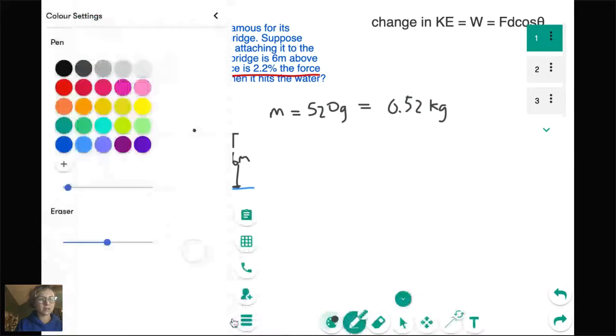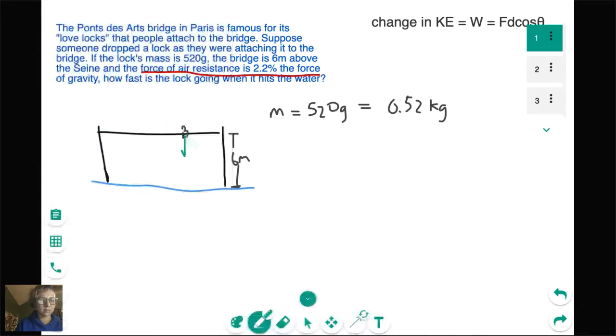All right, so now let's look at the forces that are acting on this lock. So we have the force of gravity, we'll call it Fg. And we have the force of air resistance. Probably should have drawn that one a little bit smaller, but that's okay. So I'm going to call this FAR. And what we know is that this is 2.2% or 0.022 times the force of gravity.